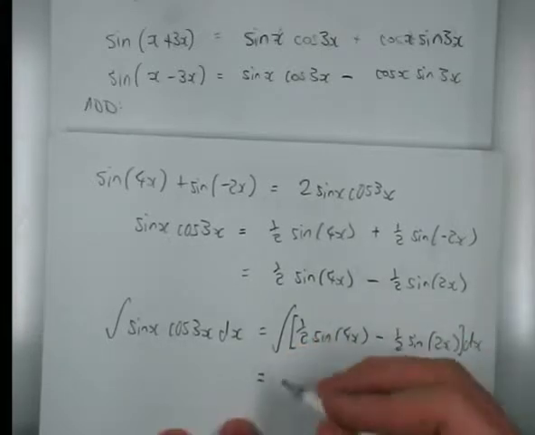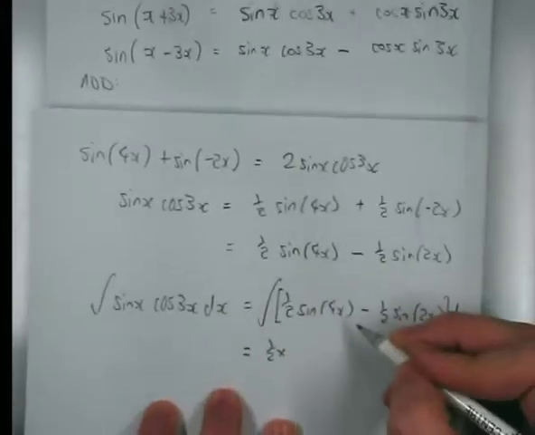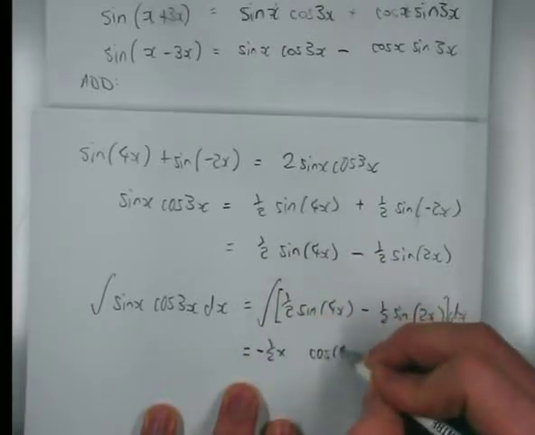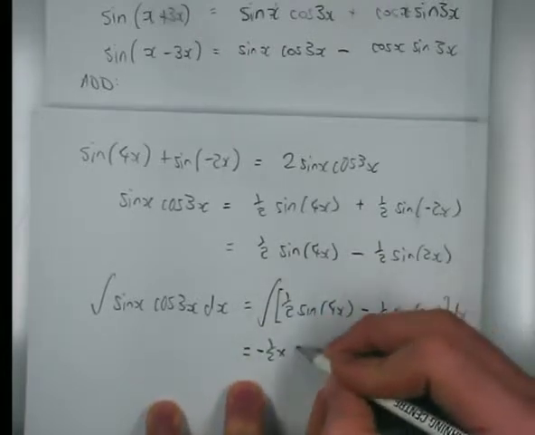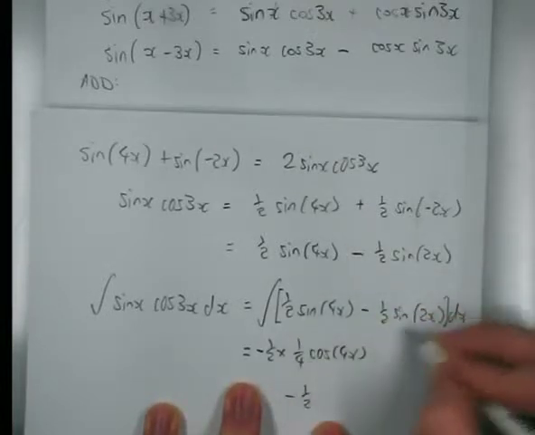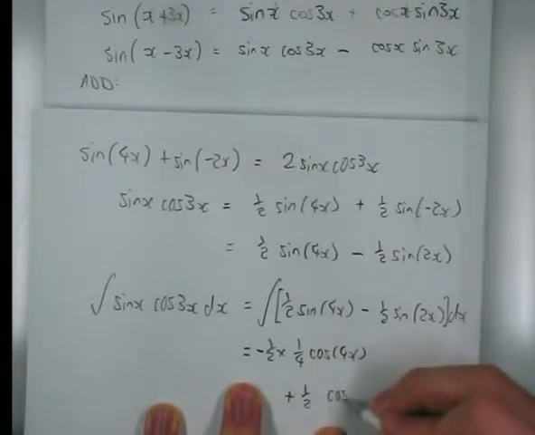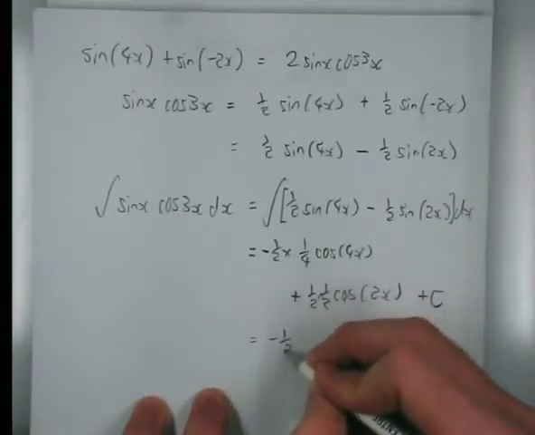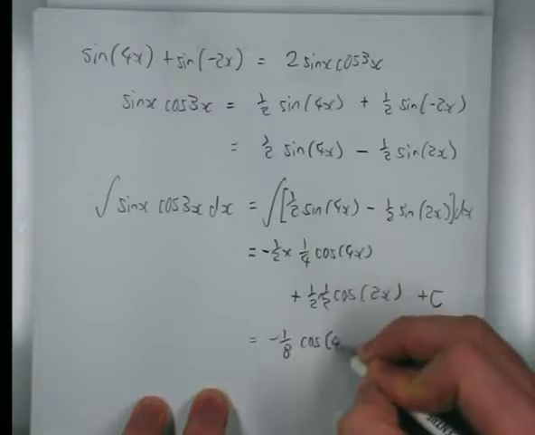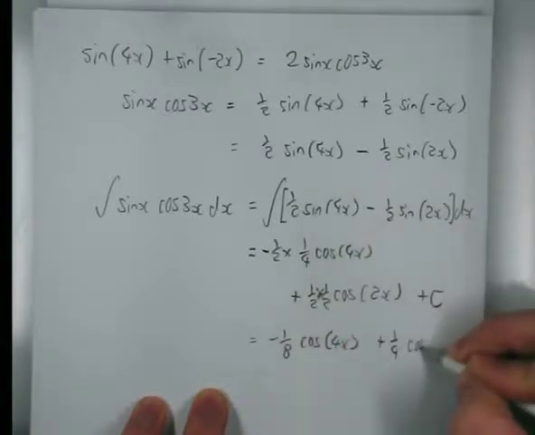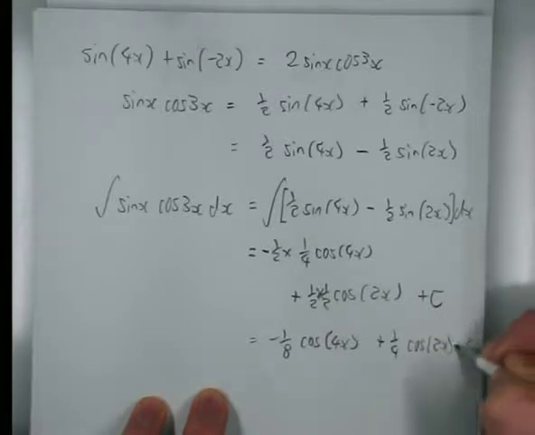So with this one, the half will still be there because it's multiplied on. The sine will go up to minus cos, and the 4x I'll have to divide by the 4. The sine will go up to minus cos, and I'll have to divide by the 2. And so I get minus an eighth of cos 4x plus a quarter of cos 2x plus c.